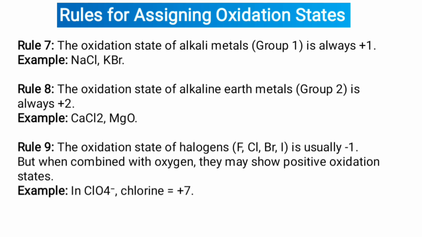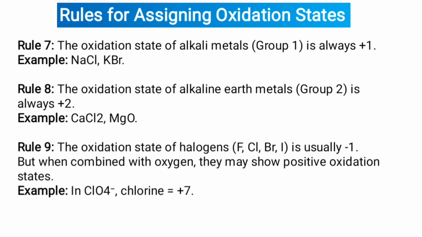And rule 7, the oxidation state of alkali metals in group 1 is always +1. Example, NaCl, KCl. And rule 8, the oxidation state of alkaline earth metals in group 2 is always +2. Example, calcium chloride and magnesium oxide.